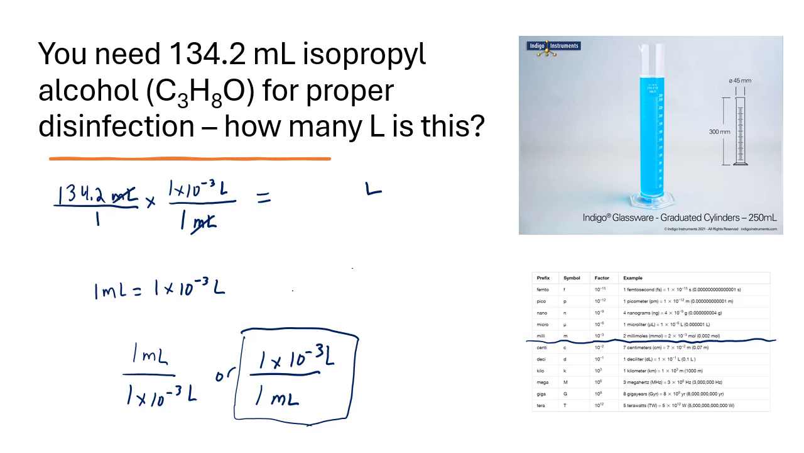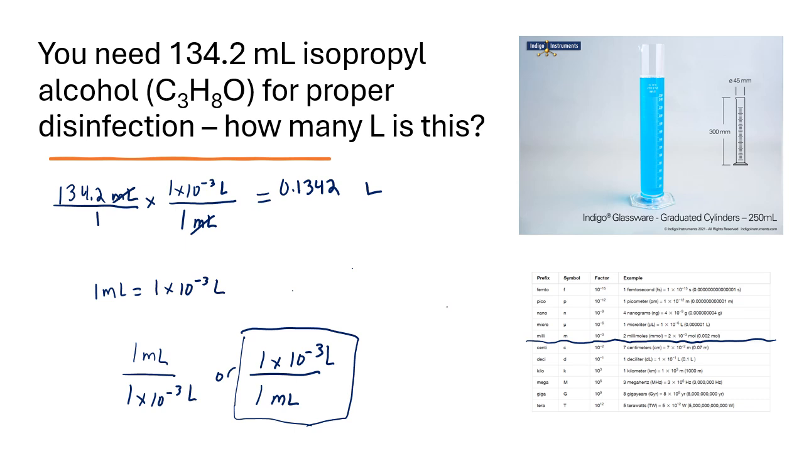0.1342 liters. And so the answer is there are 0.1342 liters in 134.2 milliliters of the isopropyl alcohol.